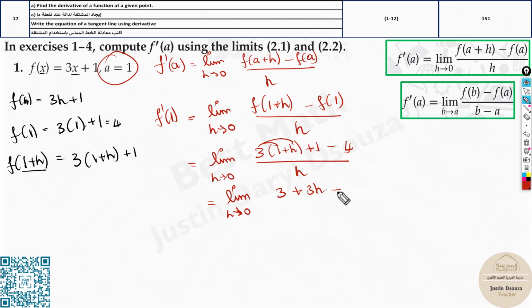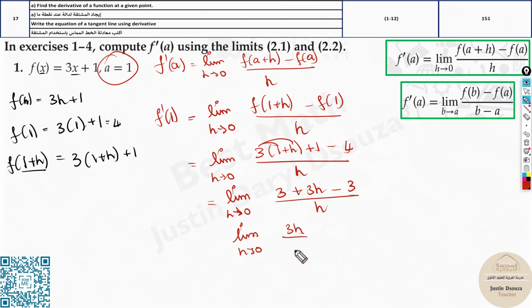Here we did the distributive property. It's minus 3. Now this is divided by h as it is. Can we solve this up? Yes, we can solve. 3 and minus 3 will be 0. So it will be limit as h tends to 0. 3 and 3 is gone.